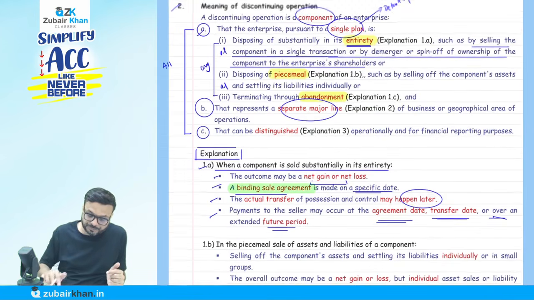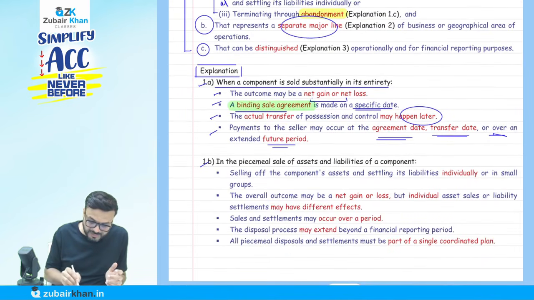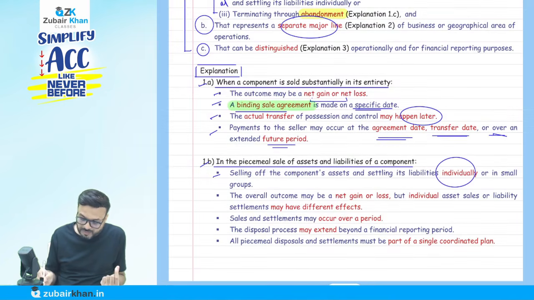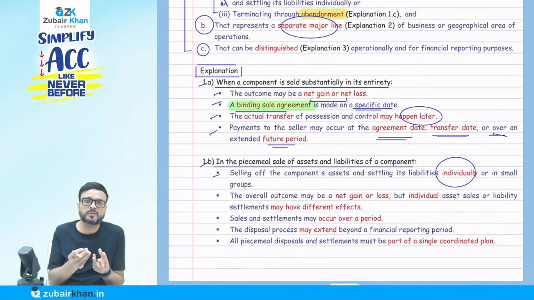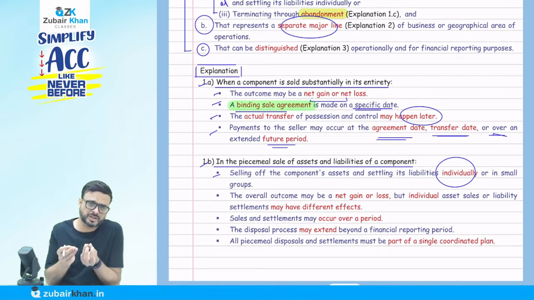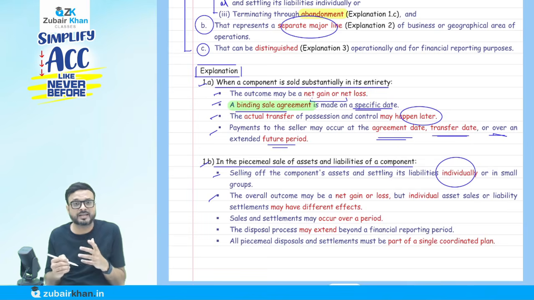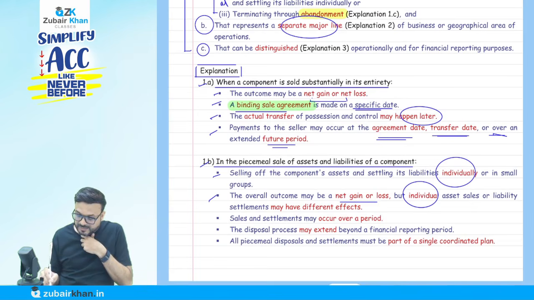Okay. Now, when it comes to the piecemeal, something they want to explain in point number 1b. So when I go to point number 1b, it says that in the piecemeal sale of asset and liability components, they say selling of the component assets and liabilities individually or in a small group. If we are selling the asset or liability or settling the liability individually or in a small group, like all the furniture, all the machinery, we are doing the settlement there, we are selling the asset. The overall outcome may be net gain or net loss, but individual asset sales or liability settlement may have a different effect.